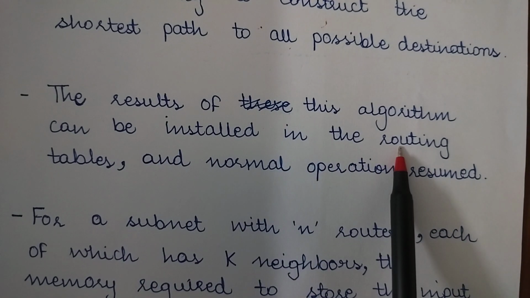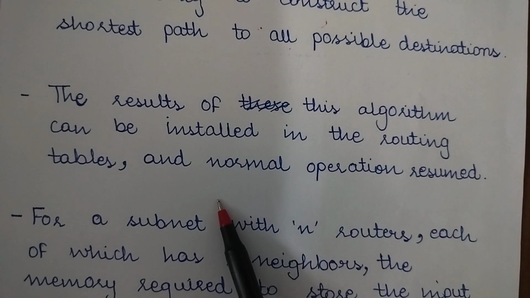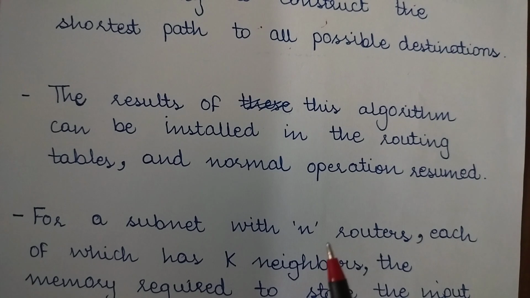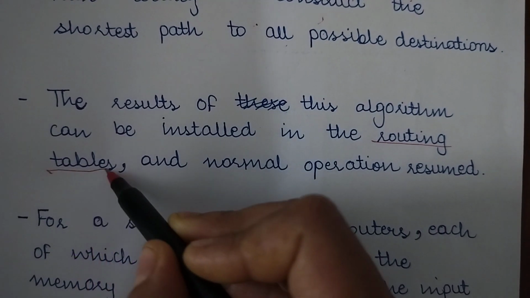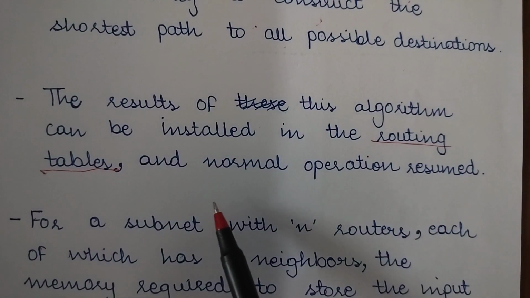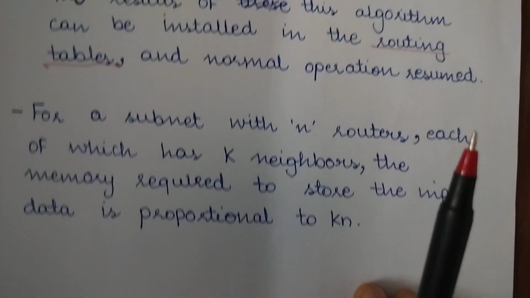And the result of this algorithm can be installed in the routing tables, because the routing tables need to be updated regarding the shortest path from that particular router to every other router in that subnet, even if it is not a neighboring router. So the results have to be installed where? In the routing tables, because this is where the routers take their information from. And then normal operations are resumed.